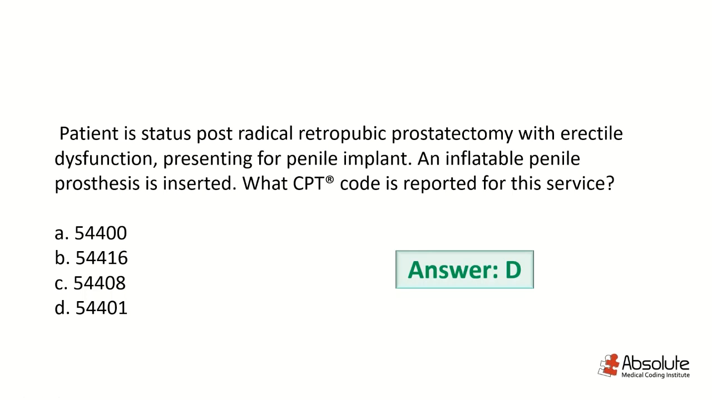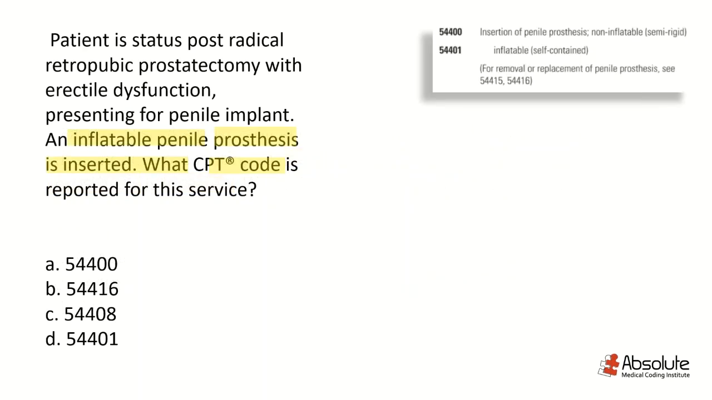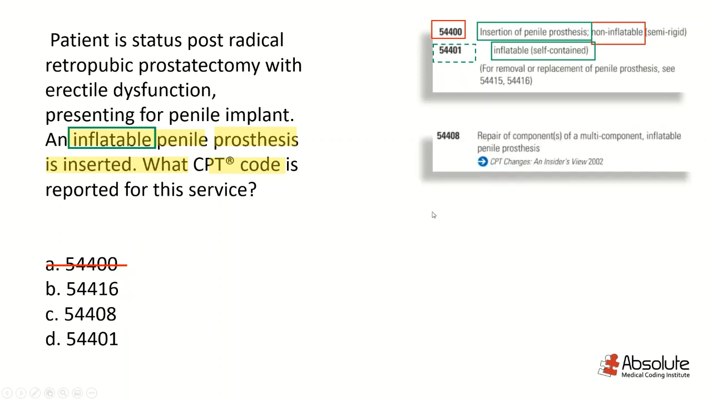The answer is indeed D. So we have this penile implant. It's an inflatable penile prosthesis that was inserted, and we're going to take a look at code 54400. This is the insertion of a penile prosthesis, but it is non-inflatable. This is an inflatable one. This one really is simply driven by the keywords. So we have to look at this again, paying attention to this common code language. Insertion of penile prosthesis, that's what we see. Inflatable. I'm going to give this a light yes because we need to check out these remaining codes to be sure.